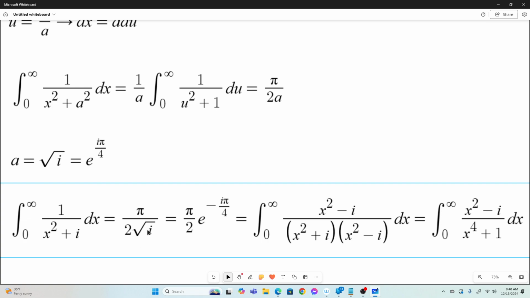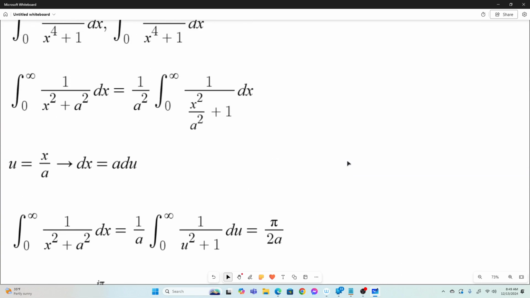And that is going to be equal to this, where a is the square root of i. So we just plug in square root of i again. And then we use the 1 over square root of i. We express that in complex exponential form. And then you'll notice that right here, all I did was multiply the numerator and denominator of the integrand by x squared minus i. That's a pretty standard technique. And x squared plus i times x squared minus i is, of course, x to the fourth minus i squared. But since i squared is already minus 1, this just becomes x to the fourth plus 1.